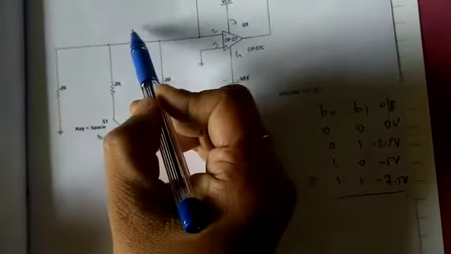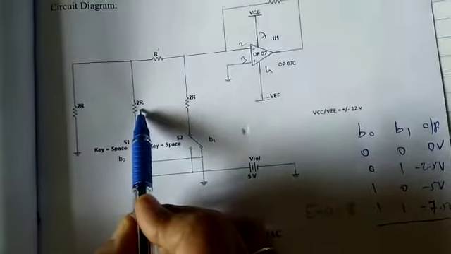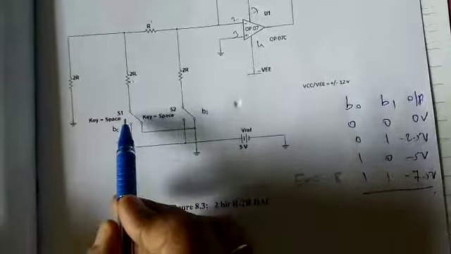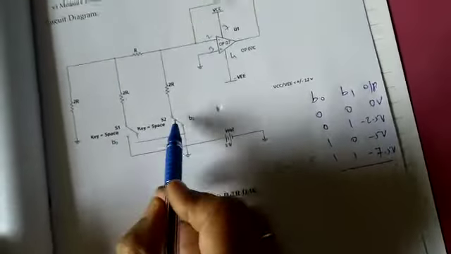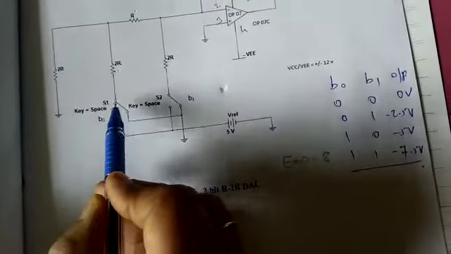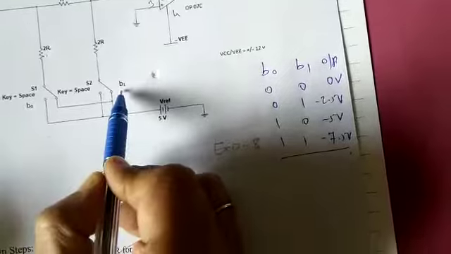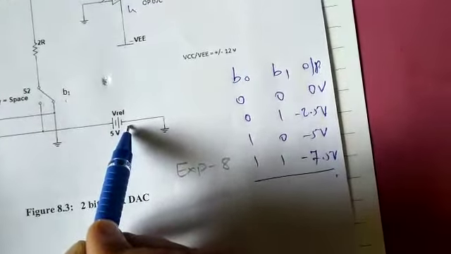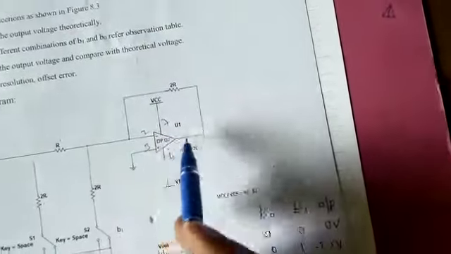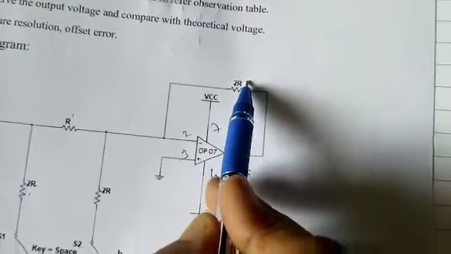So here we are assuming R equal to 7.5K and 2R equal to 15K, and here these are the two digital bits, or here you can see the switch symbol is shown. The first switch indicates the bit B0 and the second switch indicates the bit B1. The reference voltage for this D2A converter is 5 volt, and in this OP07 circuitry, in the feedback path we have a 15K resistor.